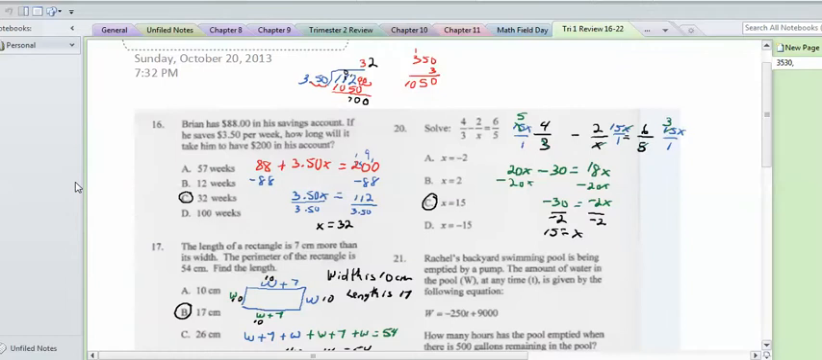Alright, on number 16, we're getting into word problems, a little bit more work. So Brian has $88 in his savings account.